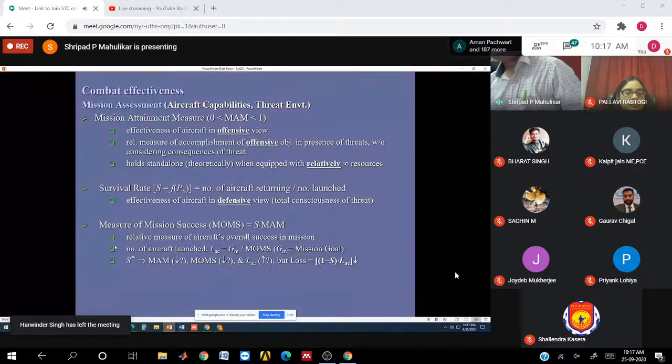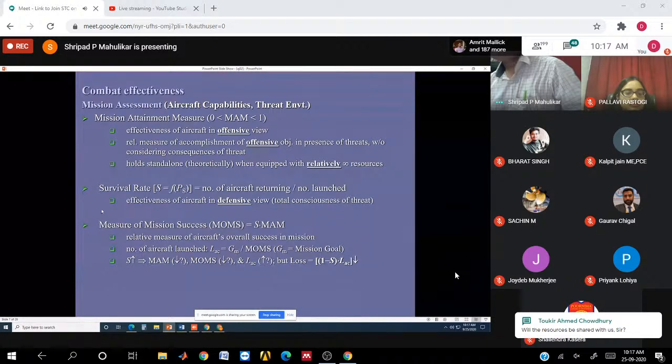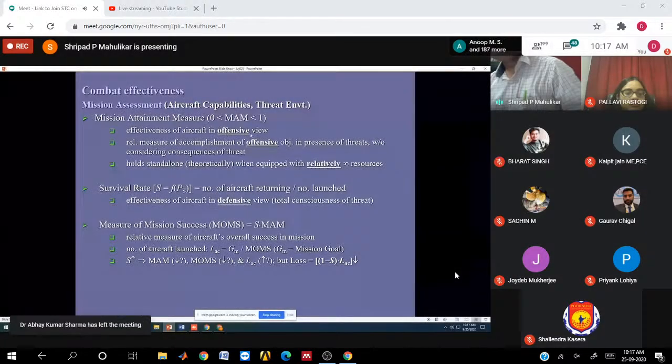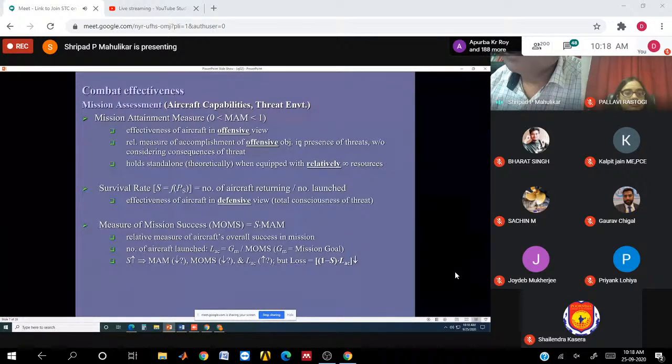Now, what is the difference between these three? Mission attainment measure; survival rate, which should depend on survivability; and measure of mission success, which combines these two. Mission attainment measure is the effectiveness of aircraft in offensive view, because as I stated a few slides back, in any warfare the objective is offense. So it is the relative measure of accomplishment of the offensive objective of the mission, which is the primary objective, in the presence of threats, but without considering the consequences of threats.